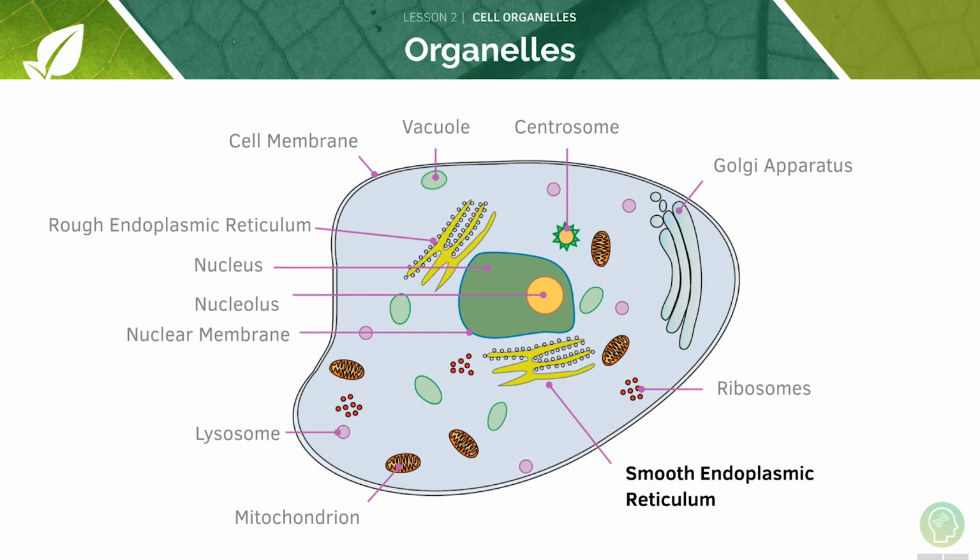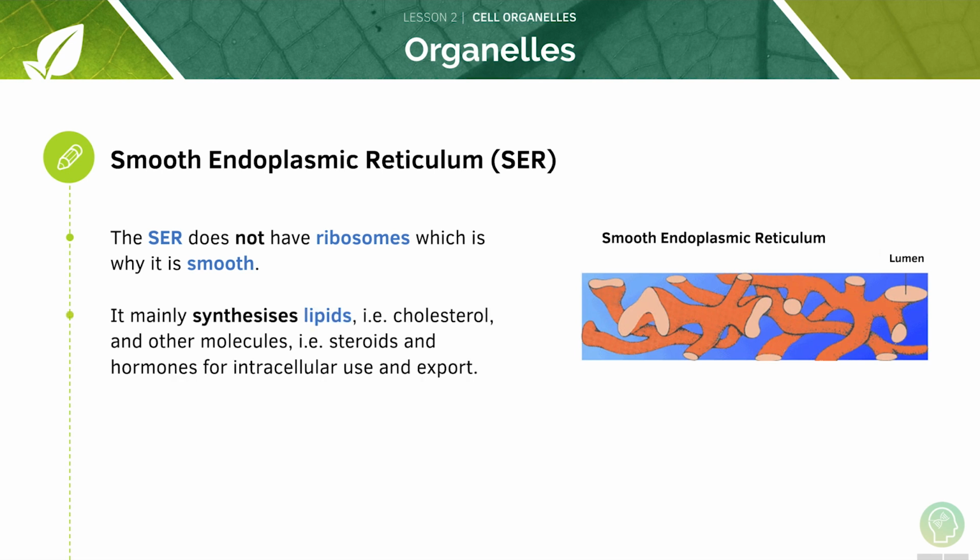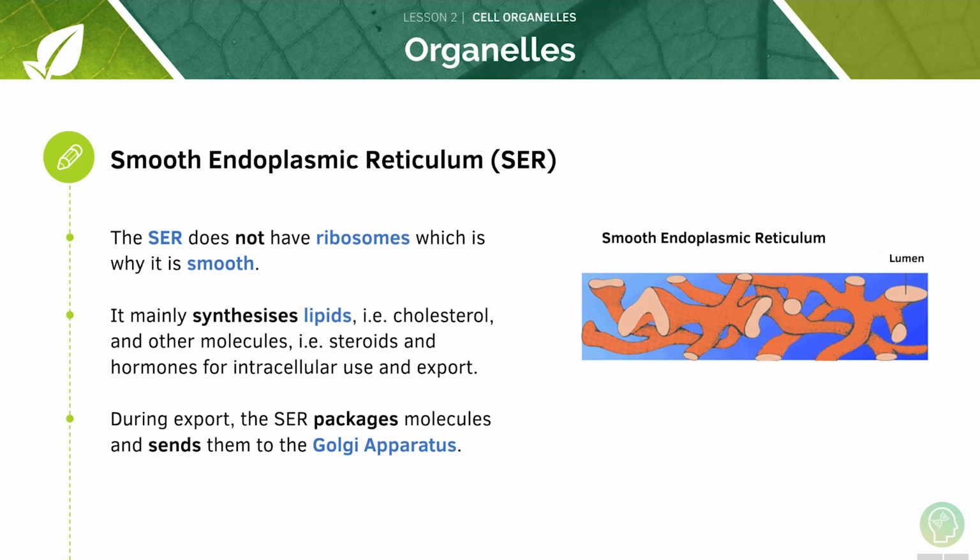Now let's look at the smooth ER. The SER is structurally similar to the RER, except it's smooth because it doesn't have any ribosomes on its surface. The SER synthesizes many lipids, such as cholesterol, and other molecules such as steroids and hormones, for use inside the cell and for export outside of it. When exporting these molecules, the SER packages them and sends them to the Golgi apparatus.